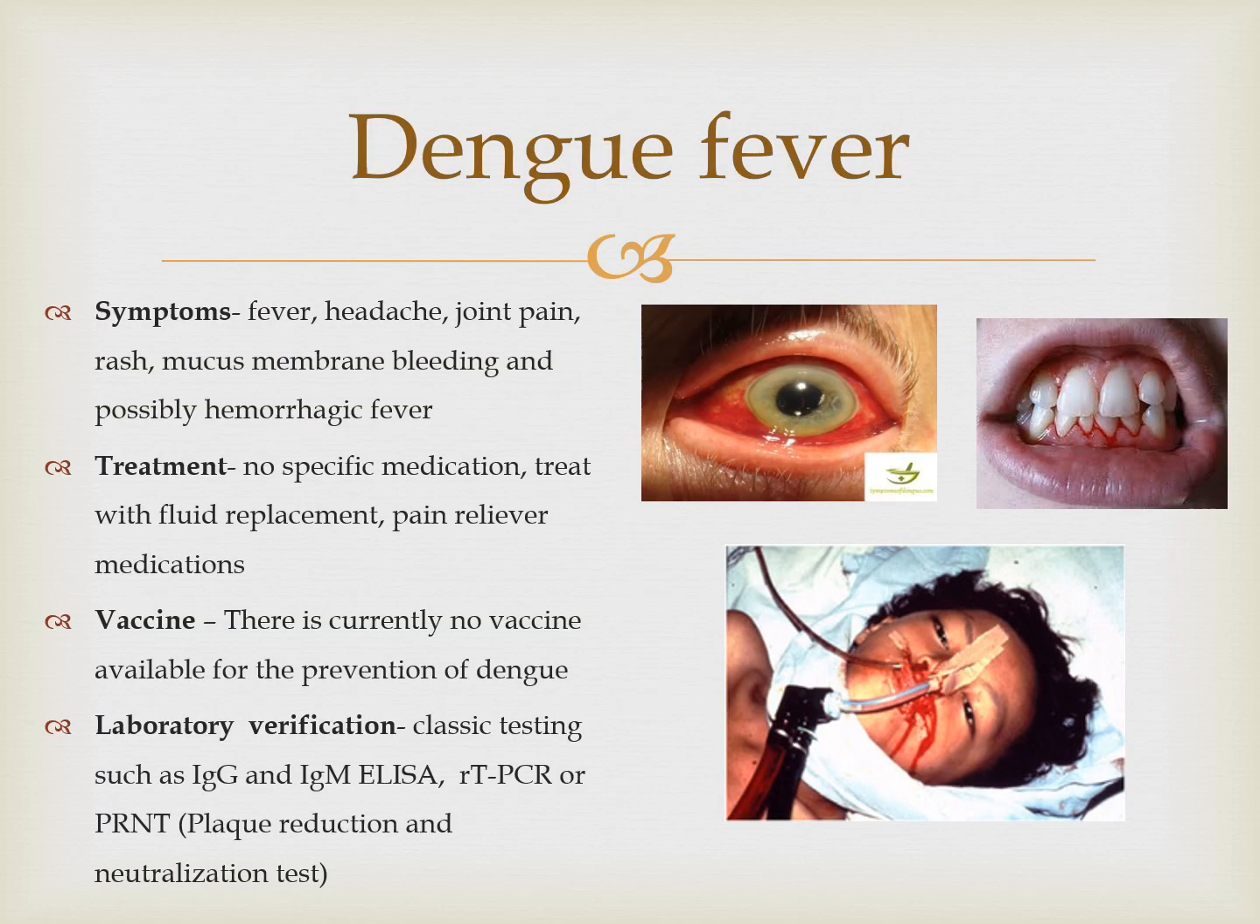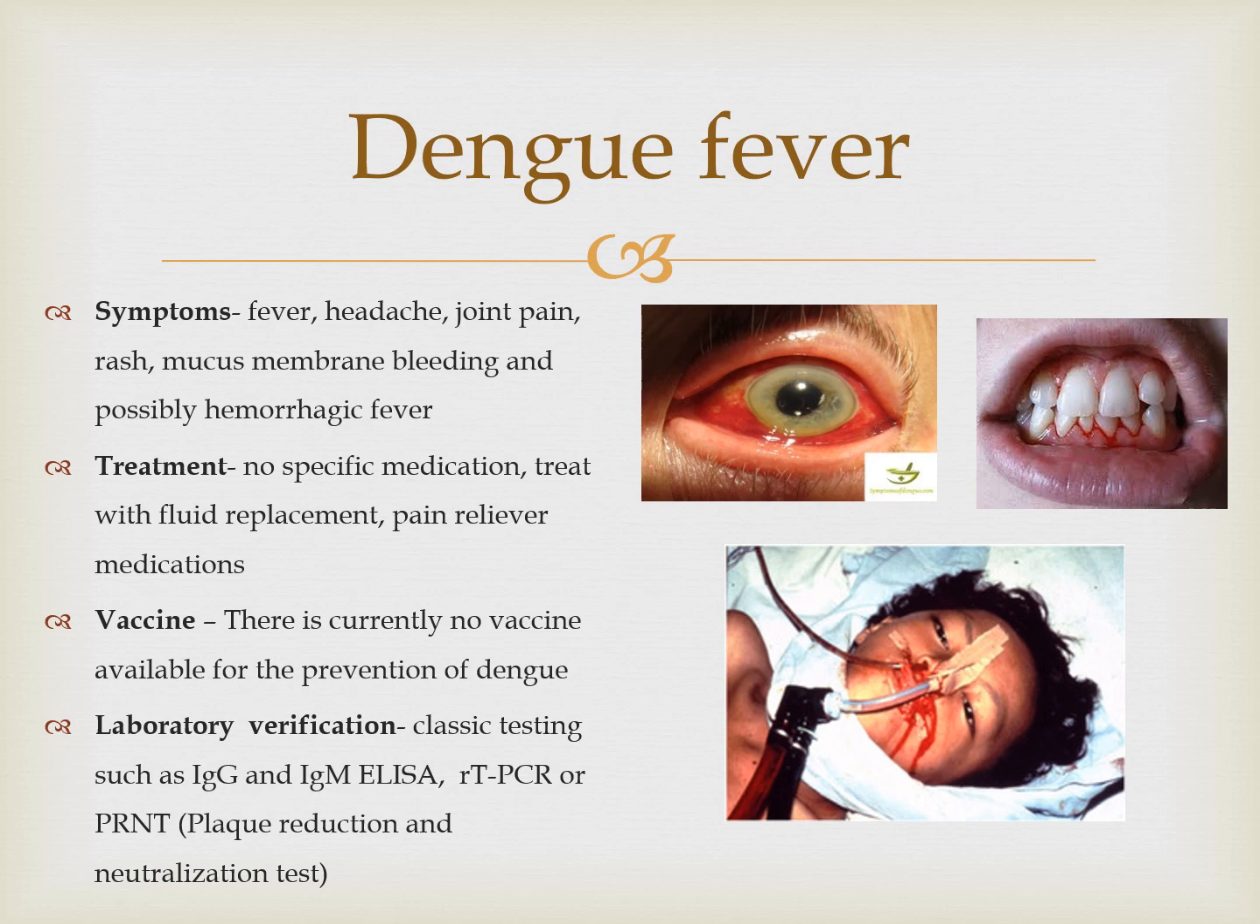Like I said, some symptoms of dengue fever would include headache, fever, joint pain, rash, bleeding from the mucous membranes, and it could actually lead to what's known as hemorrhagic fever. There really is no specific medication used to treat dengue fever, but you do want to make sure that fluids are being replaced and that pain-relieving medications are being given.